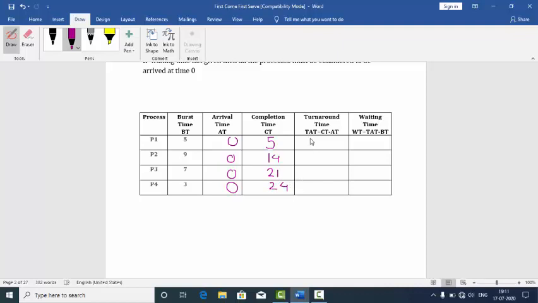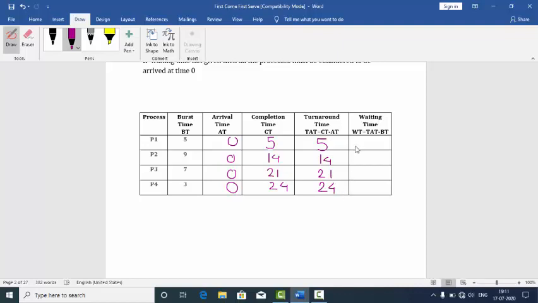Now turnaround time means what? Completion time minus arrival time. Arrival time you have to take into consideration. Why? Because it is not doing any execution if it is not arriving at the given time. So 5 minus 0, 5 only. No need to calculate as the arrival time is 0. So this only you have to write down.